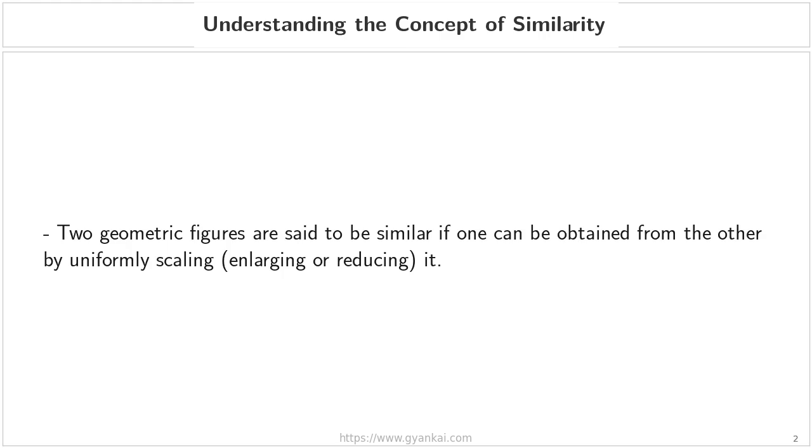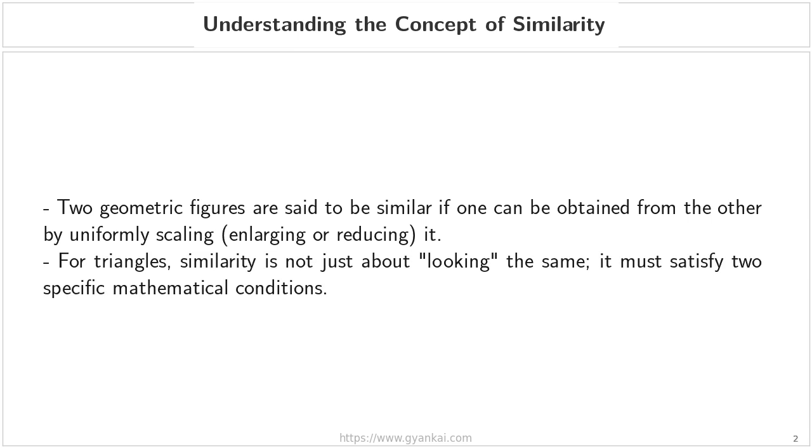Now that we have established the basic idea that similarity is about shape rather than size, let's dive into the formal definition. Essentially, we say two geometric figures are similar if one can be transformed into the other simply by uniformly scaling it. This means you are either enlarging or reducing the figure by the same scale factor across the board, without distorting its shape.